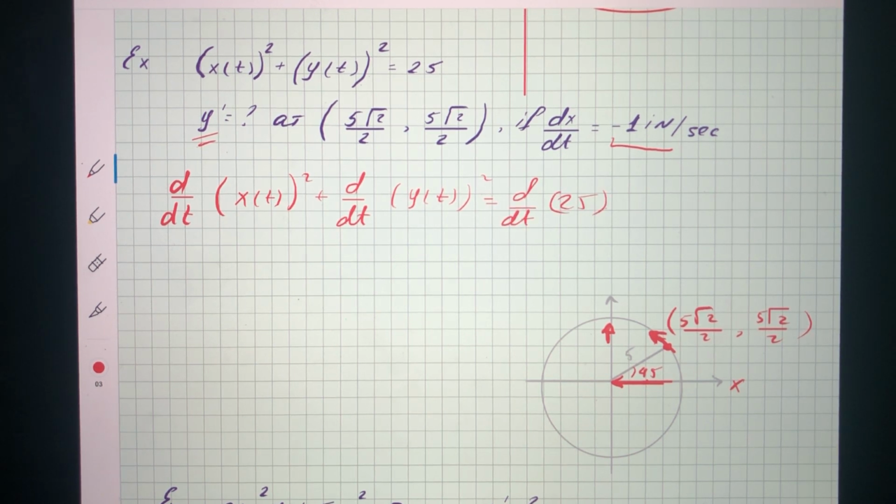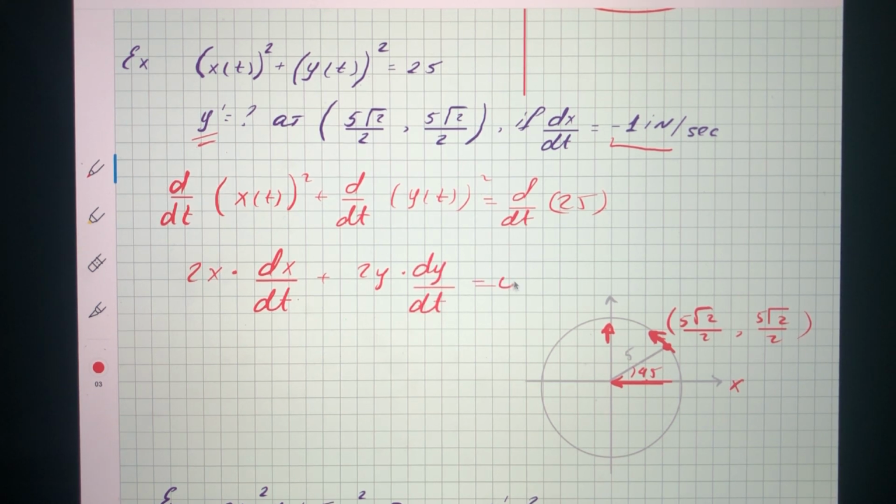And the answers are exactly the same. The only difference is now the derivative of x squared is 2x times the derivative of the inside function with respect to time. Well, the inside function is dx with respect to time. And here we have 2y times dy with respect to time. And the derivative of a constant is still 0. So the dx/dt is the same as x prime, and the dy/dt is the same as y prime.